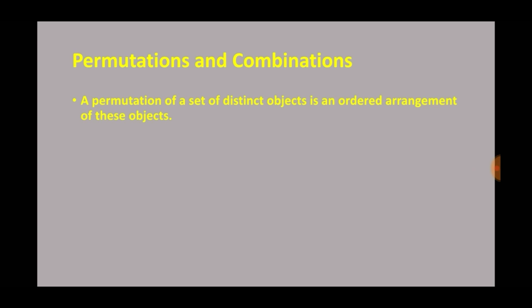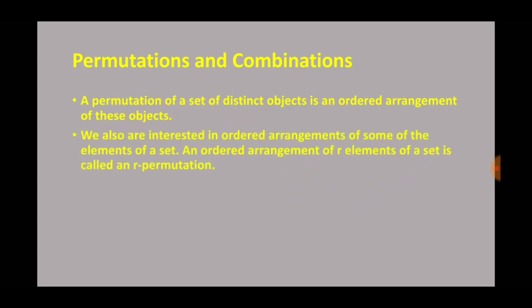Permutations and Combinations. A permutation of a set of distinct objects is an ordered arrangement of these objects. We are also interested in ordered arrangements of some of the elements of a set. An ordered arrangement of r elements of a set is called an r-permutation.